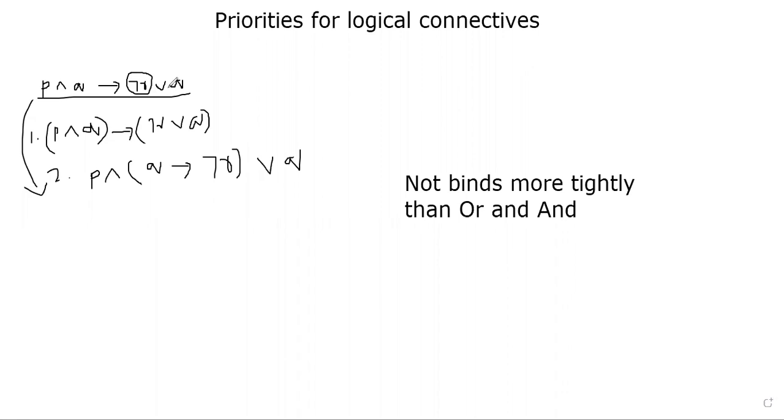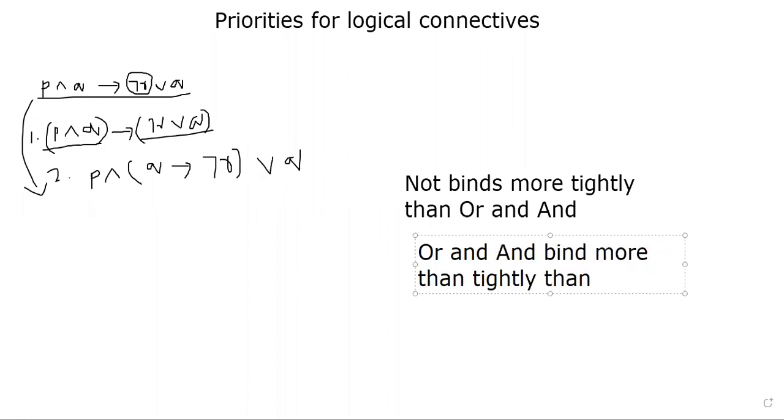And or, they bind more tightly than implies, which means the or has to be applied to the left hand side and the right hand side. So that means not P or Q as in here, and also binds tightly. So P and Q must be put together in one group, and then comes the implies. So the convention is not binds more tightly than or and. That's the first convention. And the second part of the convention is or and and bind more tightly than implies, that means the arrow mark. That's the second part of the convention.